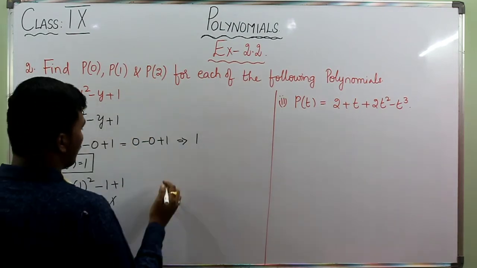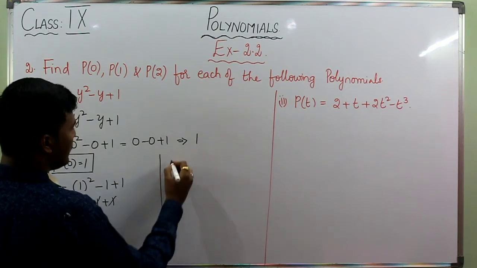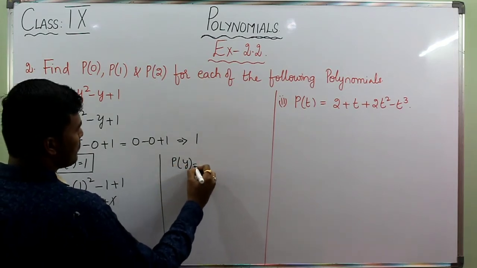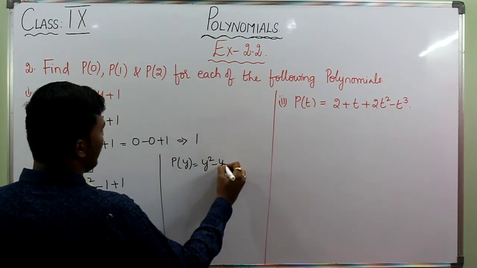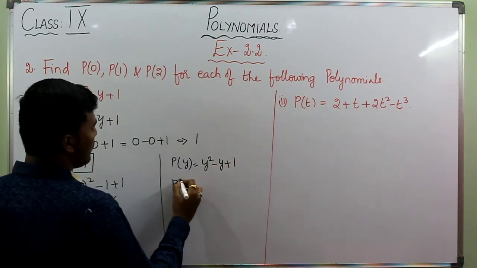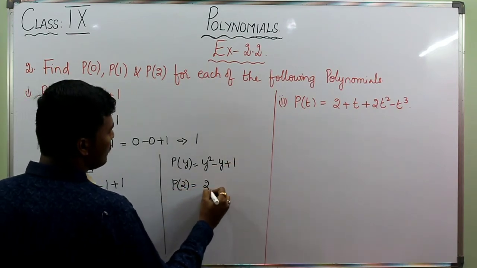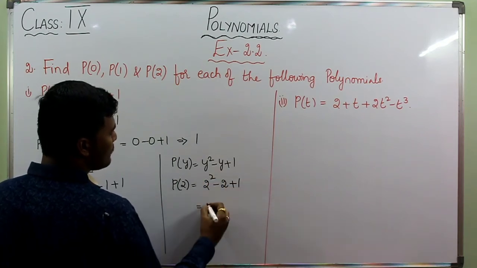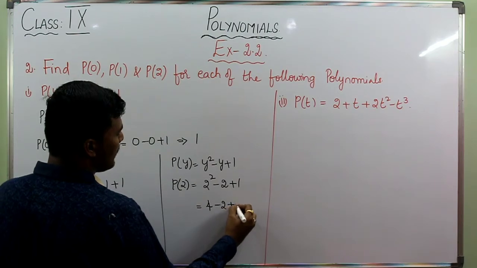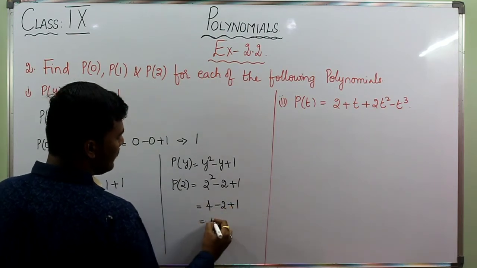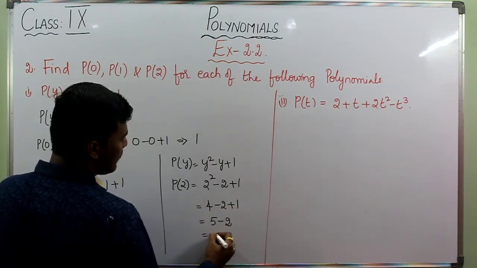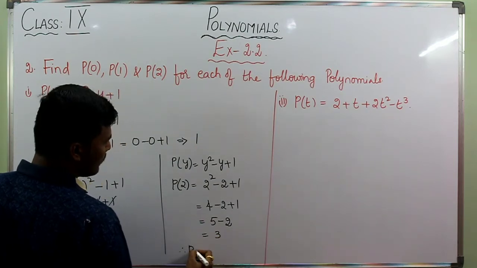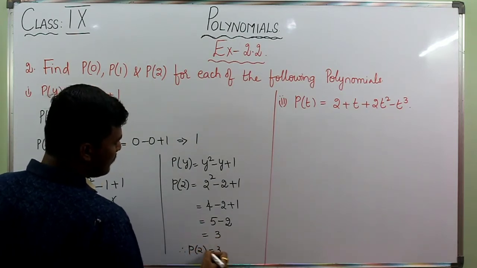Next, p of 2. Again we will consider p of y is equal to y square minus y plus 1. So that is p of 2 is equal to 2 square minus 2 plus 1. 2 square is 4 minus 2 plus 1. 4 plus 1 is 5. 5 minus 2 is equal to 3. So therefore the value of p of 2 is equal to 3.